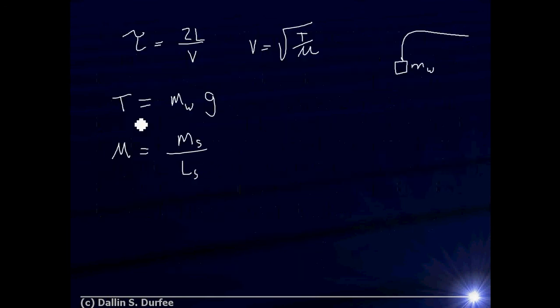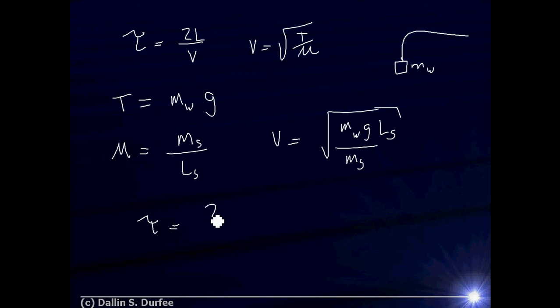So we have the tension. We have the linear mass density, so the velocity is just going to be the square root of the tension, mass of the weight times g, divided by mass of the string, divided by the length of the string. We've got the velocity, and then I just find tau: I'm given 2L, I divide by the velocity, all right? I plug that velocity in, and I've got it. So there it is.